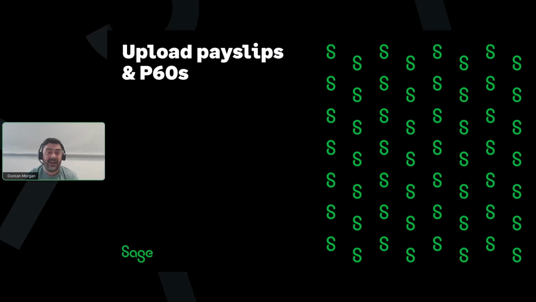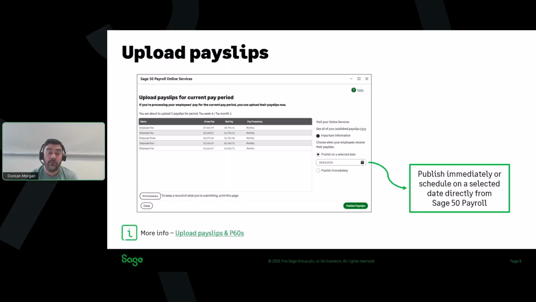So now that we have everything set up, next thing we're going to take a look at is uploading the payslips and P60s. When it comes to payslips, you would complete this step at the same time you would traditionally print your payslips. So it's a pre-update task. You would do it after you've entered all of the payments and run a pension assessment, and at the same time when you've checked your payment summary reports.